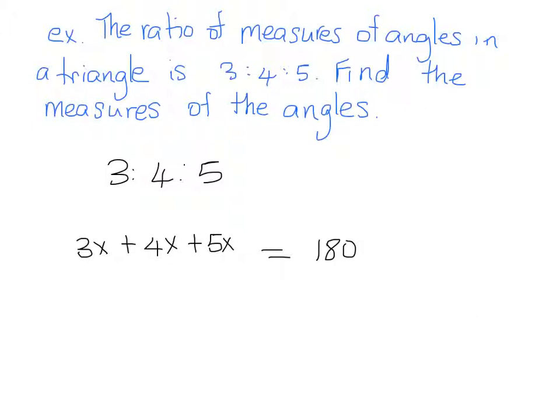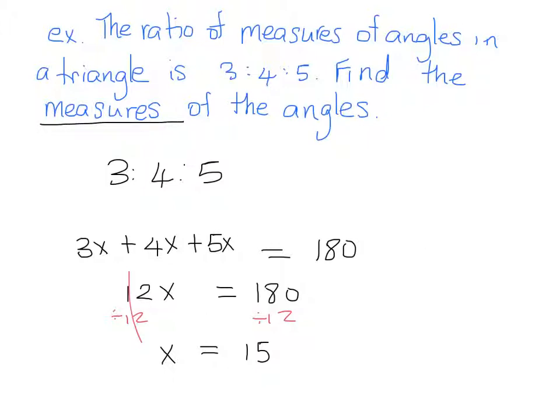So we have 3x plus 4x plus 5x gives us in all 12x, and that is 180 degrees. Now we want to isolate x, so we divide both sides by 12, and we get that x is equal to 15. However, that is not the answer, because that's not what the question is asking for. The question is asking for the measures of the angles.